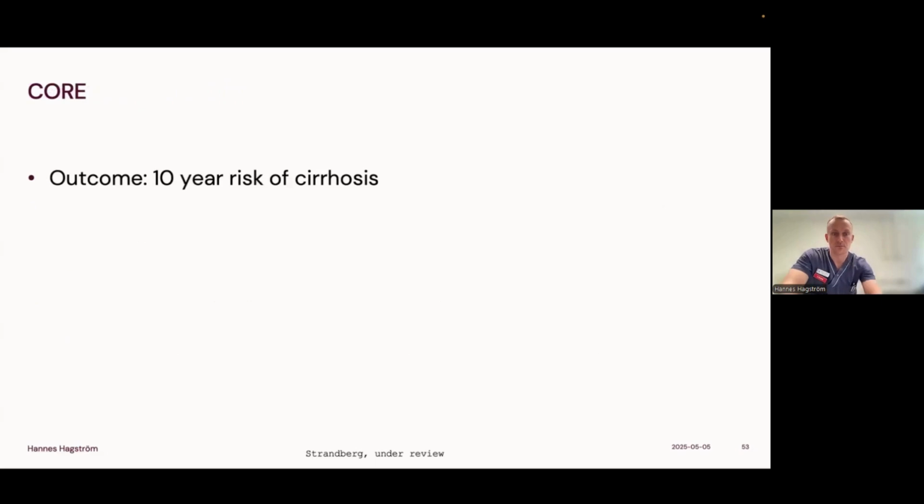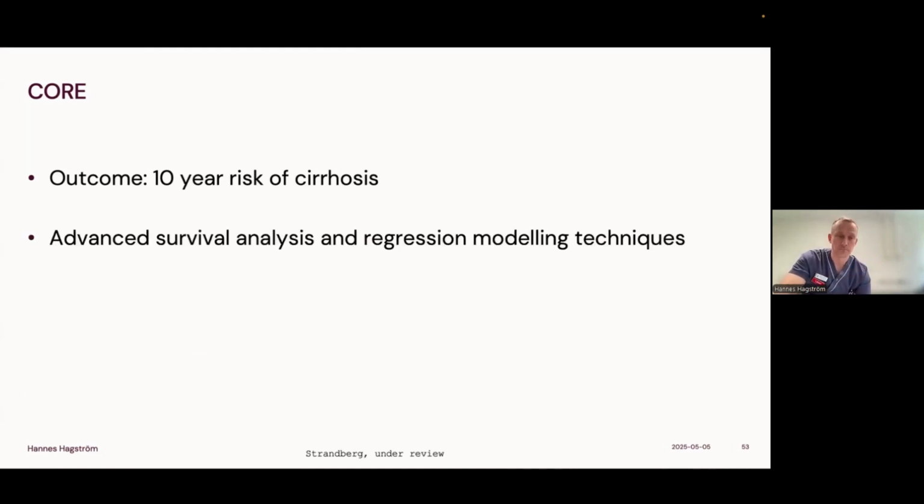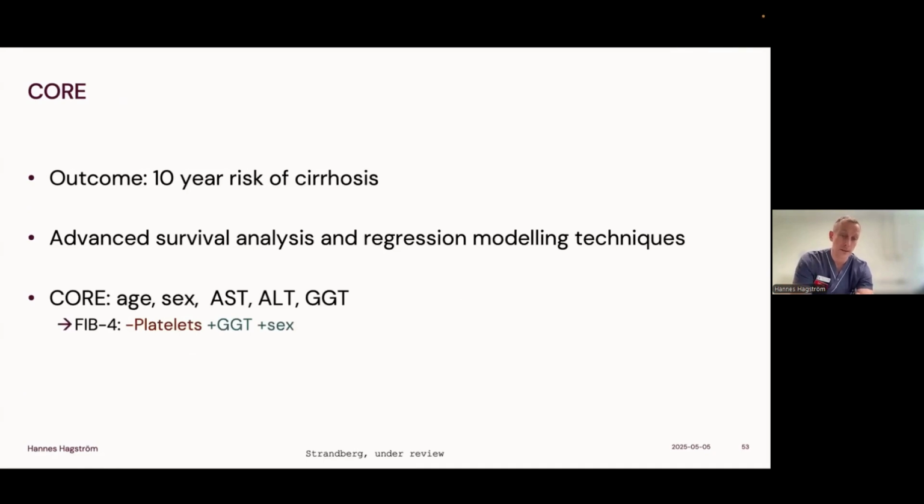So what does this do? This is a risk model that will tell you the 10-year risk to develop cirrhosis. It's also a calculator that will tell you not only high risk or low risk, it will actually give you a percent. I will not go into the statistics here, but I can tell you this guy is extremely smart and has done a lot of cool stuff here. But essentially, this is a pretty simple model.